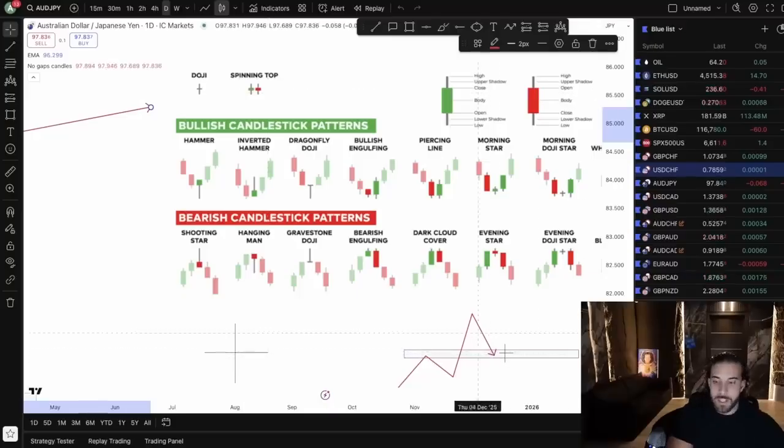Nonetheless, this could be used as a perfect reversal and showing you that the market is ready to move in the other direction. That means that the market has been battling to go to either side and it couldn't make up its mind and it closed like this.